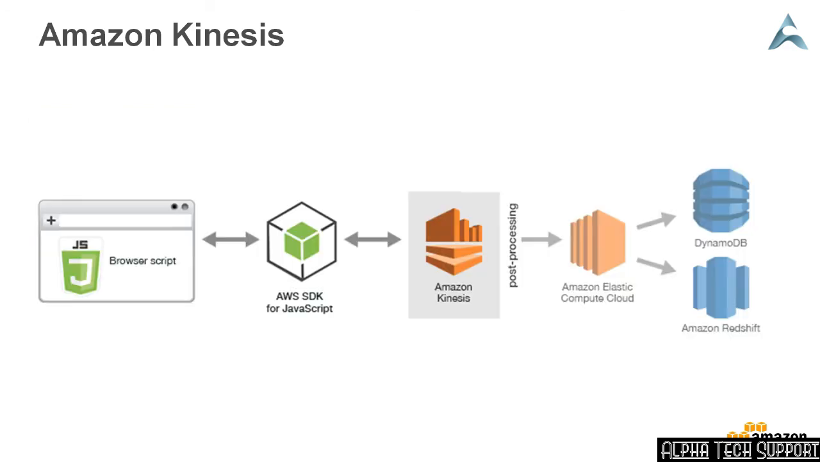Similarly, we can build other applications, like running JavaScript-based browser scripts that interact with the AWS SDK for JavaScript and perform operations using Kinesis. That could be post-processing, passing it to Elastic Cloud for the processing part, and storing that data in DynamoDB or Redshift or other kinds of databases. So this was Kinesis. We can build complex applications using Kinesis and perform data analysis for a wide range of products, including websites, Android applications, or other solutions. So keep learning and keep moving ahead.